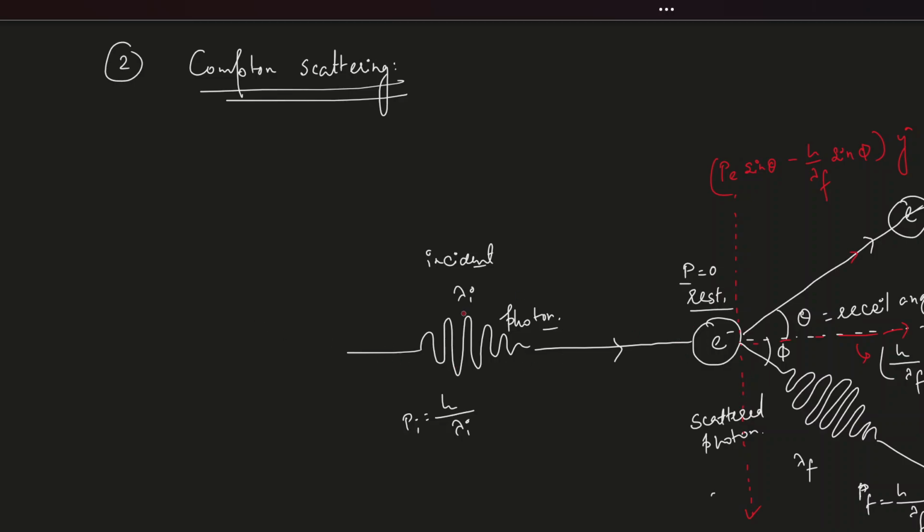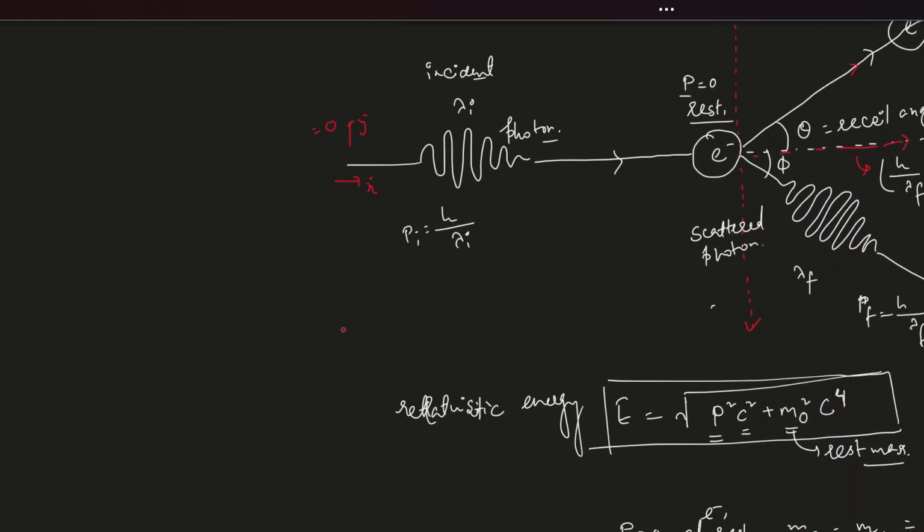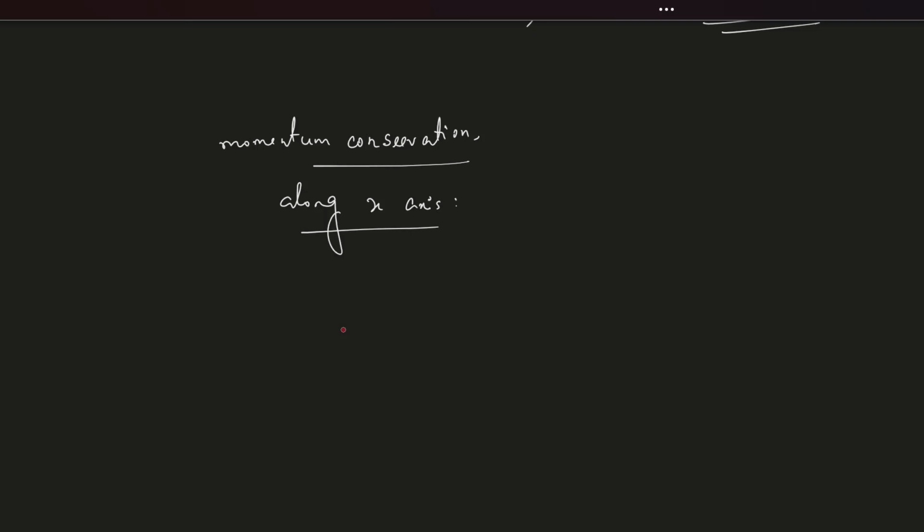And you see that before the collision there was nothing in the y direction, because everything was in the x direction only. So in the y direction this is 0. Now you have this idea that we'll need to use here. Along the x-axis, as I said, momentum conservation gives you h by lambda i plus 0 from the electron equals h by lambda f cos phi plus p cos theta.